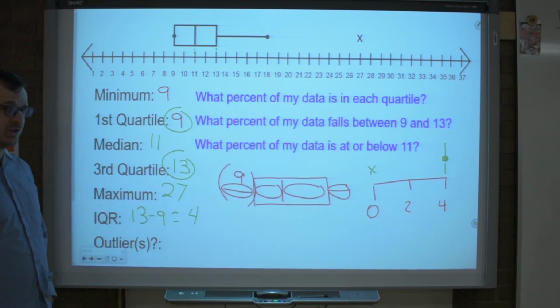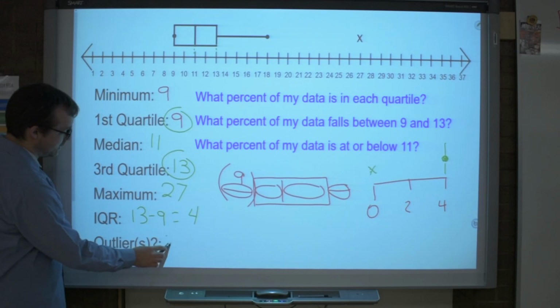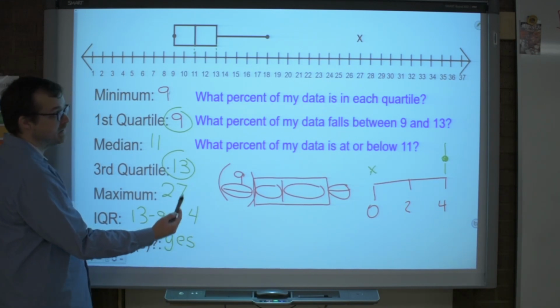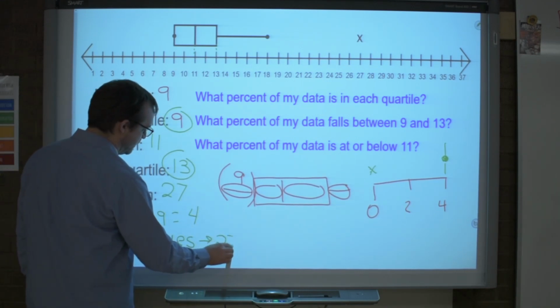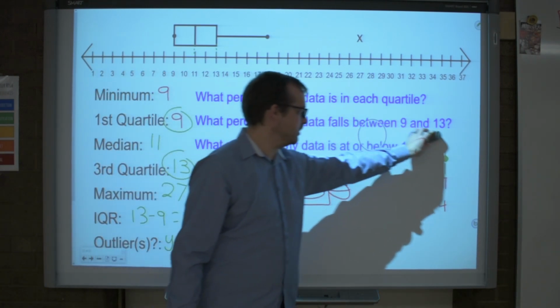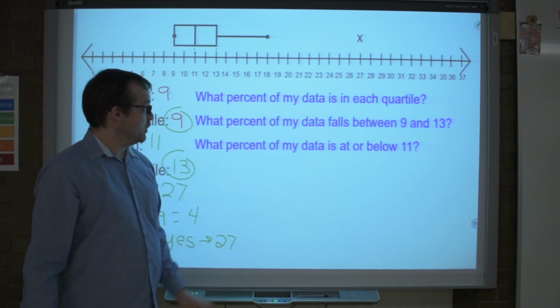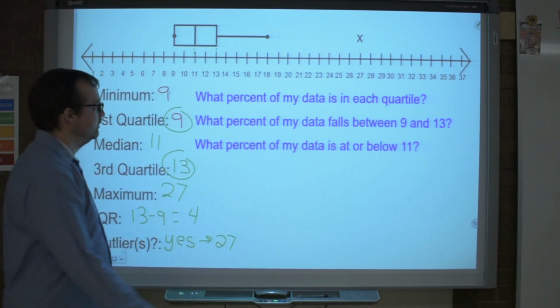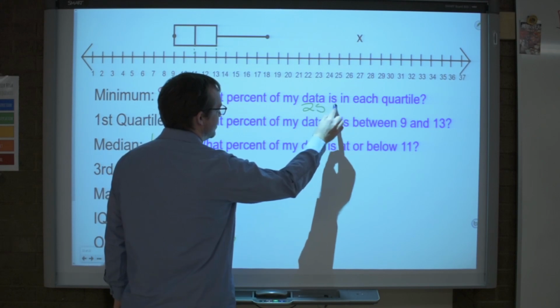So our interquartile range is 4, and do we have any outliers? Yes, we just talked about that, and that outlier is 27. The way we'd find that is 1.5 times 4, which is the interquartile range, and that would let us know whether or not. What percentage of my data is each quartile? Well, I think Mr. Nelson just answered that. I should have just written it up here.